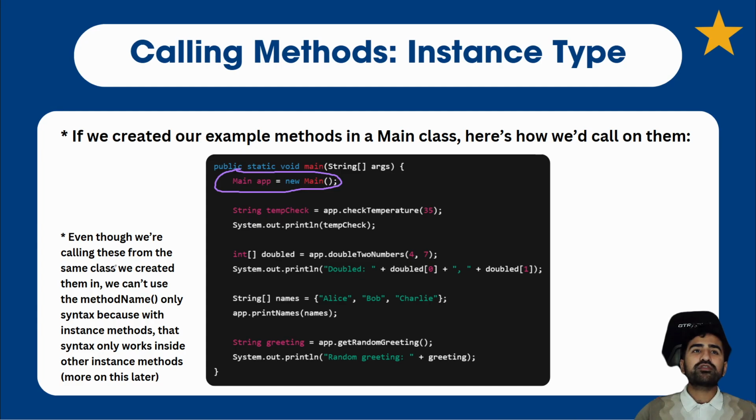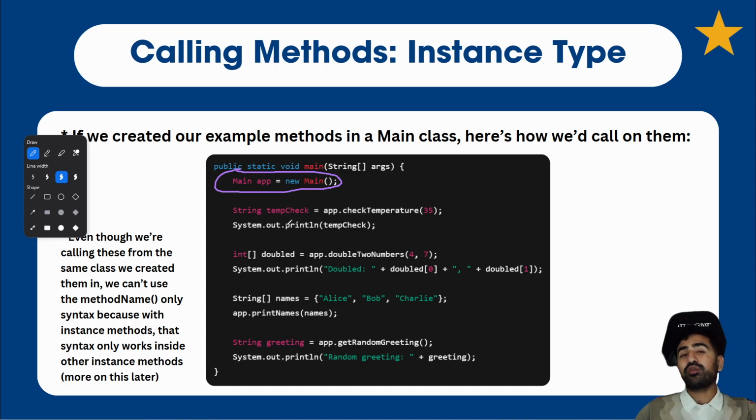So even though we're calling these from the same class we created them, we're not inside another instance method. This is a static method. We're not going to take a super deep dive on that. Just know we're going to clarify this at the end of the lesson. But yeah, we have to create an object first because instance methods rely on objects. I know we talked about, oh, but if it's inside the same class, can't we use a shorthand? There's some caveats to that.